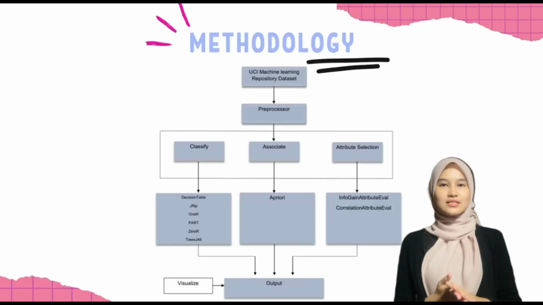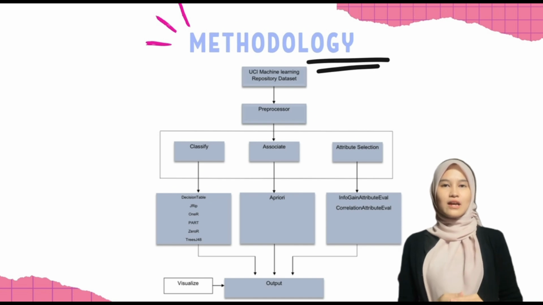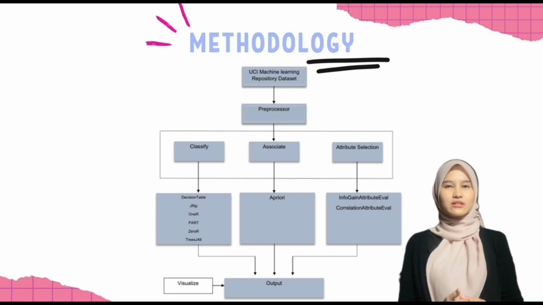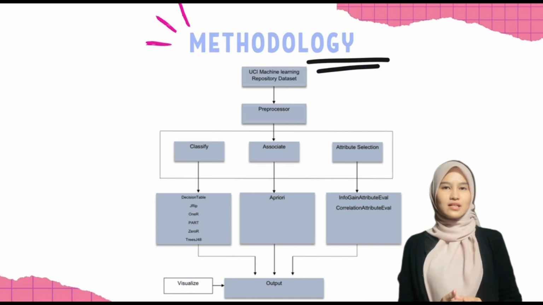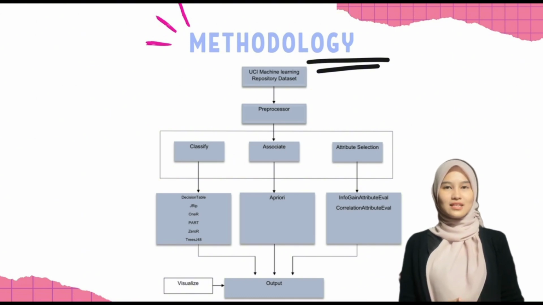For preprocessors, which are divided into classify, associate, and attribute selection. On classify, we have JRip, 1R, PART, 0R, and J48. For associate, we have Apriori, while in attribute selection, we have information gain attribute evaluation and correlation attribute evaluation, which will result in output as visualized data.